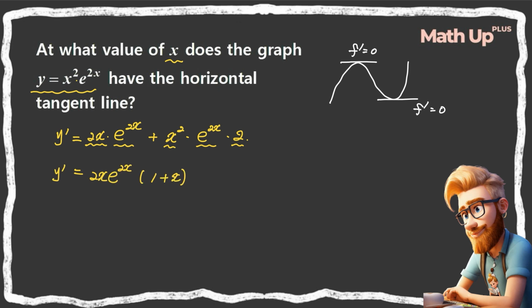This is our y prime, and that is equal to 0 when x is 0 or x is negative 1. Remember that this exponential expression e to the 2x cannot be equal to 0, right? For all x, this is always greater than 0. So the graph of y here has the horizontal tangent line at x equals 0 and x equals negative 1.